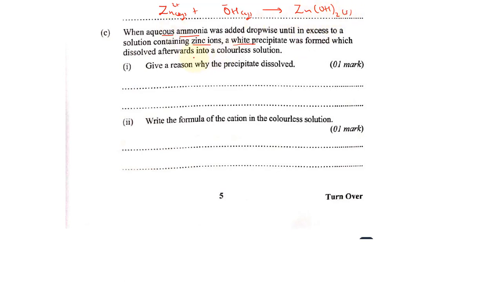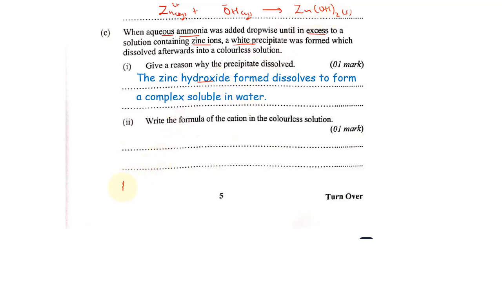But on adding excess aqueous ammonia, it dissolves to form a colorless solution. Why is that so? Our zinc hydroxide, which is the white precipitate, will dissolve to form a complex soluble in water. This zinc hydroxide can react with more ammonia molecules to form a complex. Okay, let's have a look at its equation. We have zinc hydroxide reacting with more ammonia molecules to form a soluble complex.